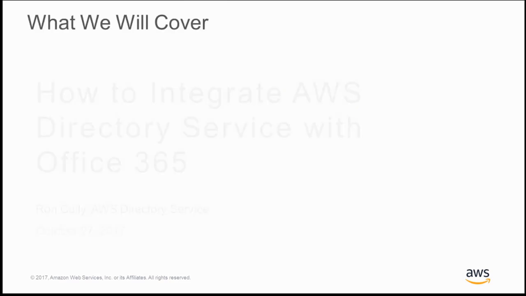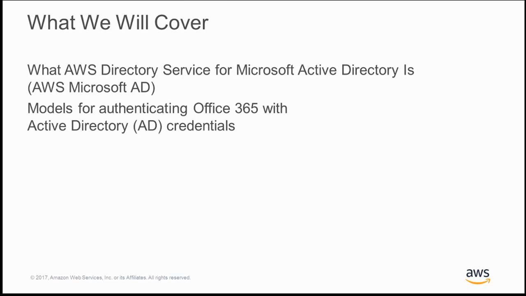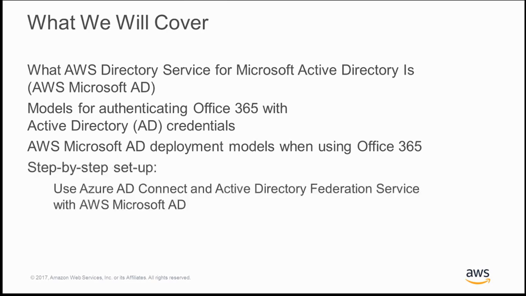Thank you very much. And thank you all for joining the webinar today. Let me talk briefly about what we're going to cover today. First, we're going to cover what AWS Directory Service for Microsoft Active Directory is. For short, I'll be calling that AWS Microsoft AD. Next, we'll be covering some models for authenticating Office 365 with Active Directory credentials. Then I'll be talking a little bit about the deployment models that are possible when using Office 365 with AWS Microsoft AD. And then finally, we'll go through step-by-step setup instructions on how to use Azure AD Connect and Active Directory Federation Service with AWS Microsoft AD.